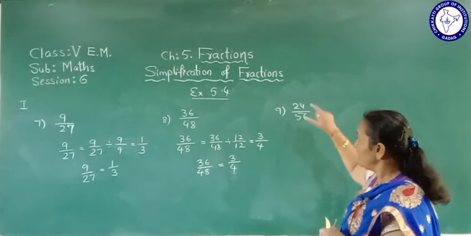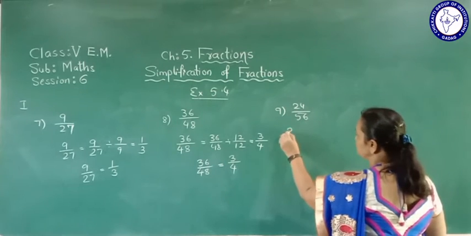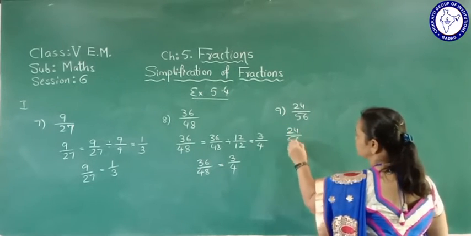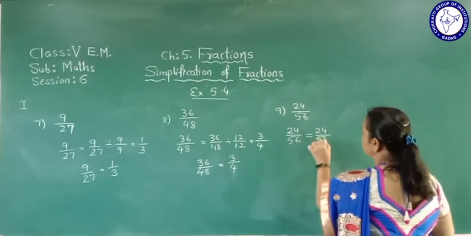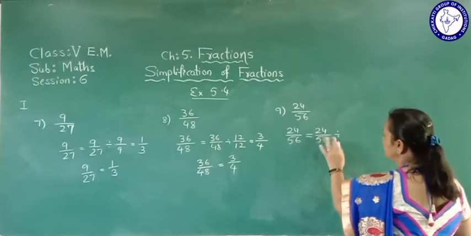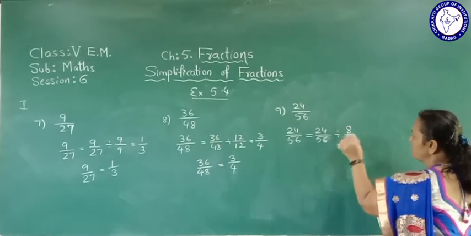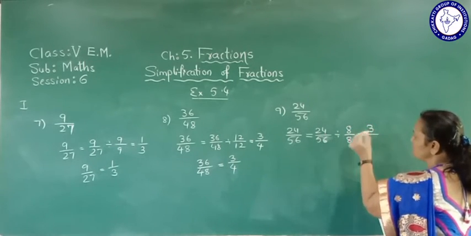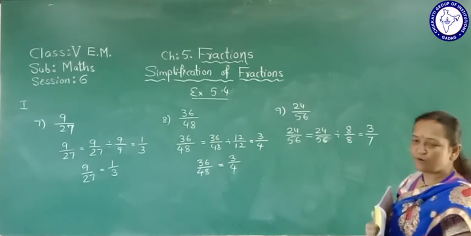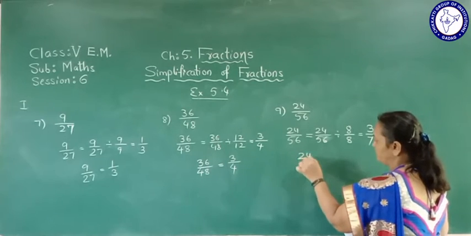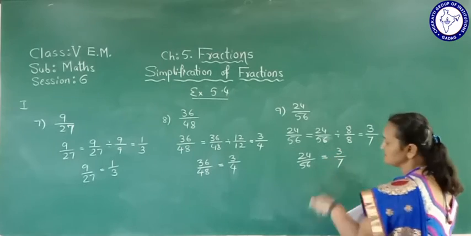8 table. 8 3s are 24 and 8 7s are 56. So let me find it by 8. So 24 and 56 you find in the 8 table, the biggest number being 56. 24 by 56, you can divide this by 8. So 8 3s are 24 and 8 7s are 56. So here 24 by 56 is equal to 3 by 7.